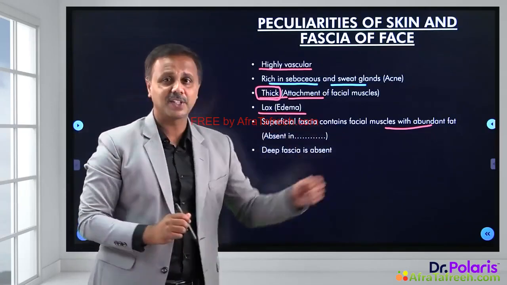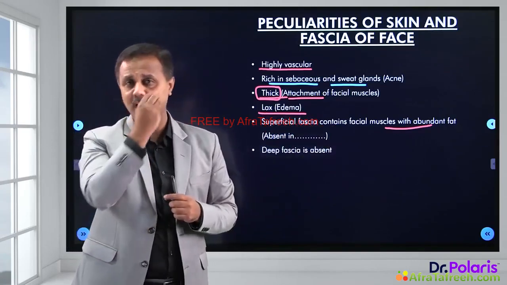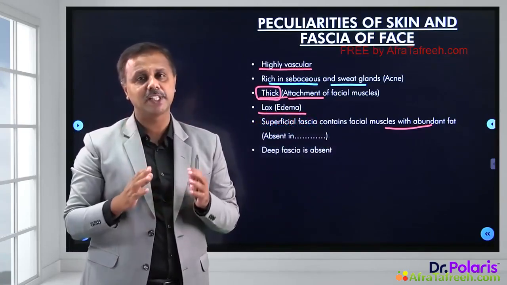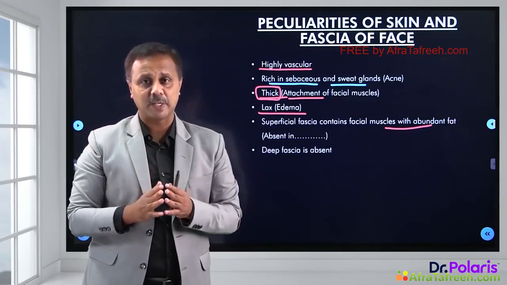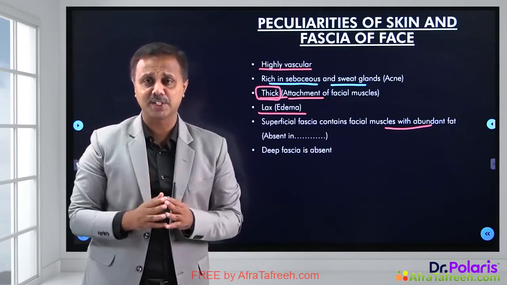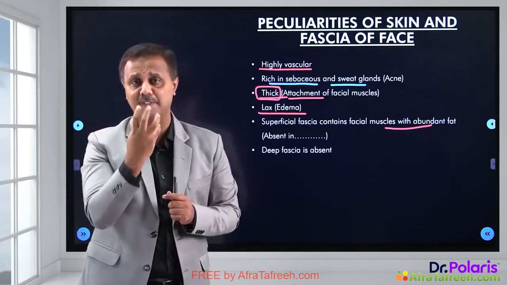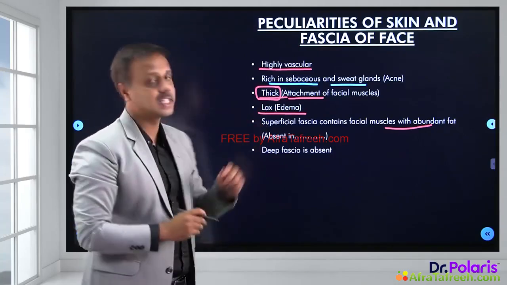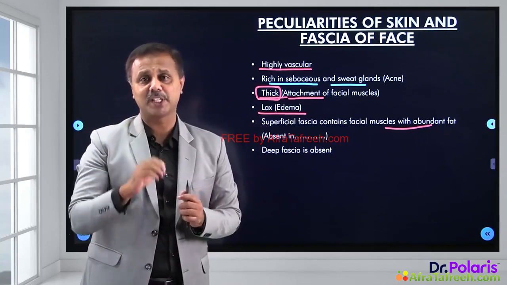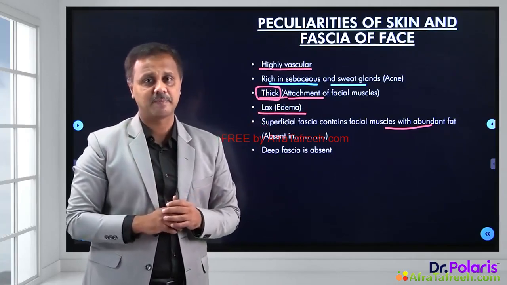And because of the laxity of the skin, the fluid can get easily accumulated within the skin of the face. In renal failure or in chronic kidney conditions, we usually see facial puffiness, facial edema. Why is that? Because the fluid can easily get collected beneath the subcutaneous tissue of the skin.